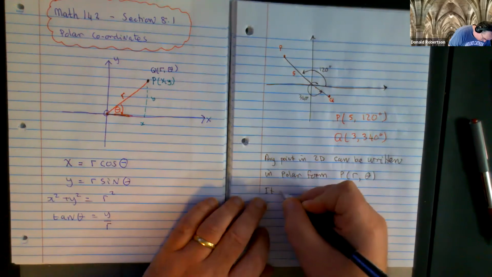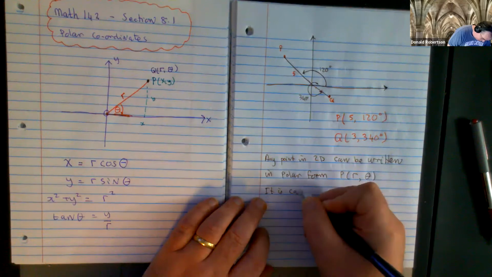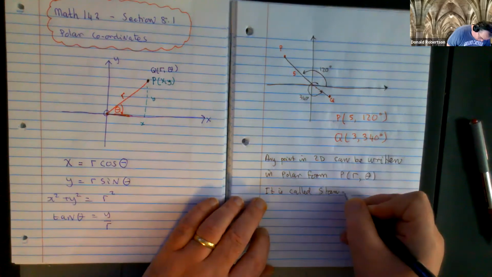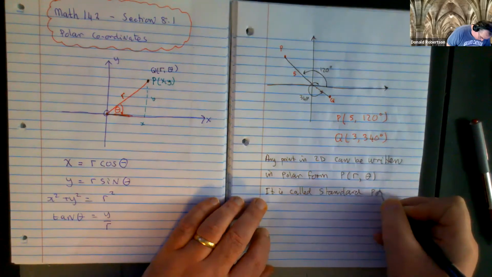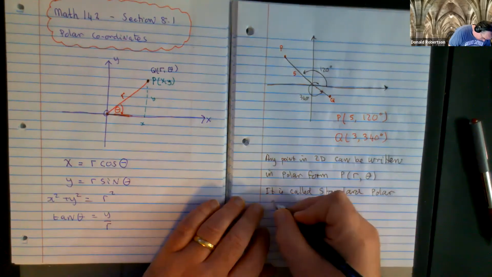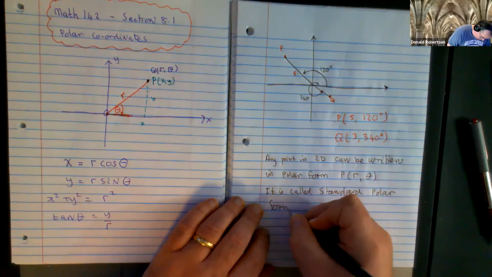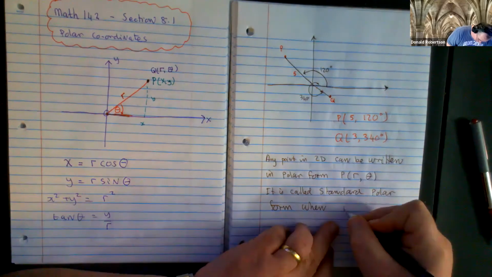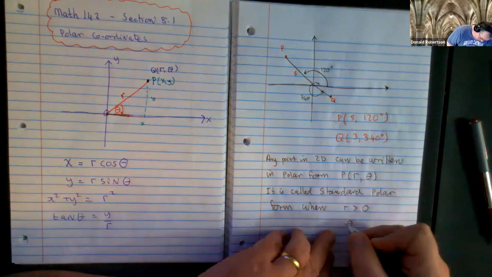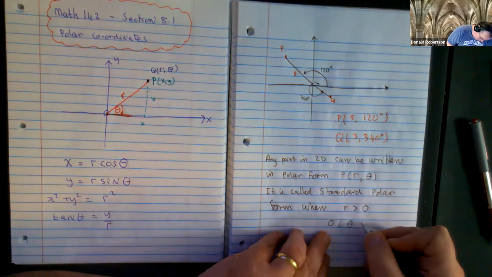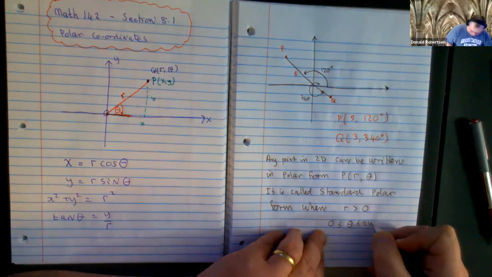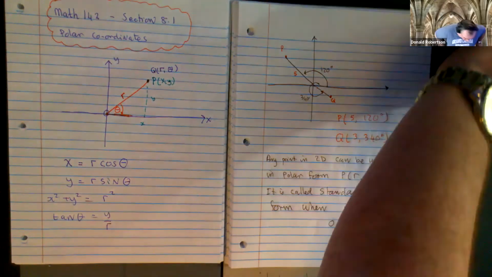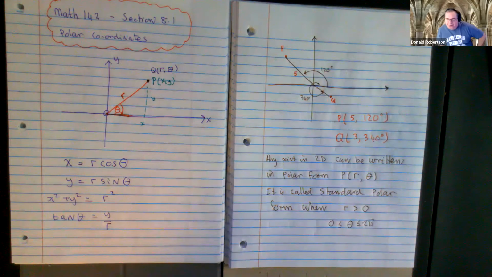It is called the standard polar form when r is positive and theta is between 0 and 2 pi. So this is the first difference between polar and Cartesian.